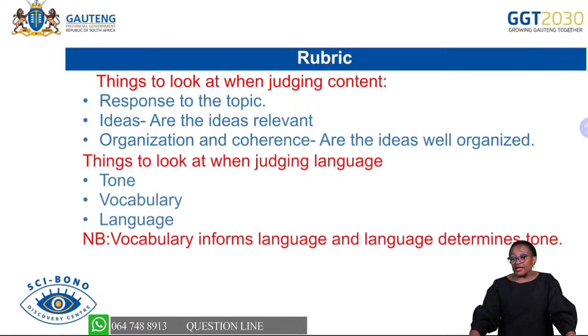And what things do we look at when we judge language? These are the things to look at when judging language. You've got to look at the tone. We also look at the vocabulary. And lastly, we look at the language. Remember, vocabulary informs language, and language determines the tone. So it is very important that you acquire more vocabulary in terms of the language, and that in its own way will inform the tone of the text.